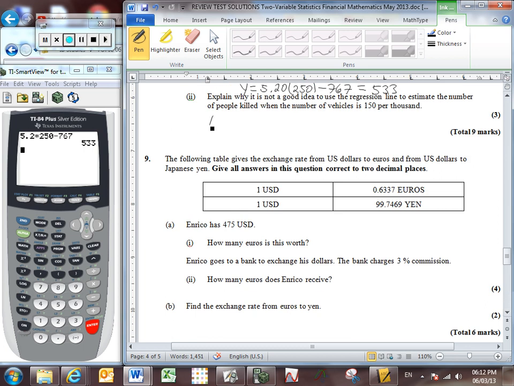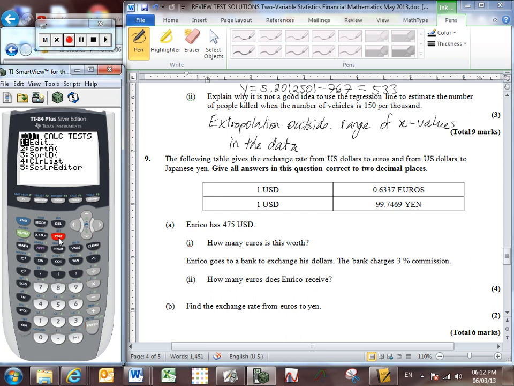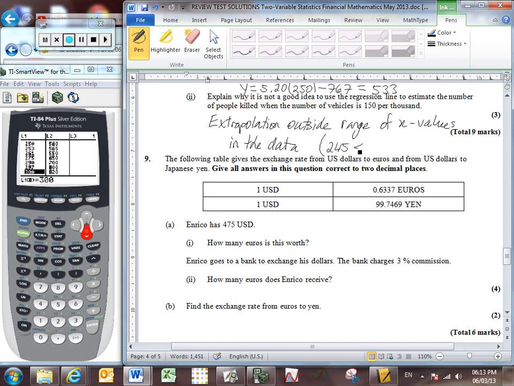So it would be extrapolating outside the range of x values in the data. And we said that our x values ranged from, let's see, we went from the smallest, 245, up to the biggest, which was 300. So we were going from 245 up to 300. What we estimated.